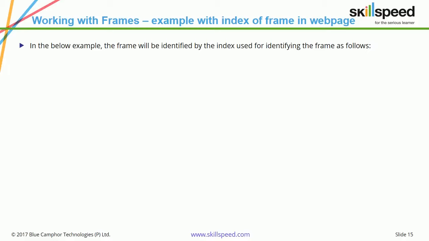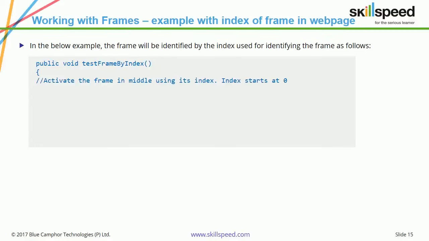This web page under discussion contains three column frames: left, middle and right frames. We have the method public void testFrameByIndex, and in the first line of the method we are going to activate the frame in the middle using its index. Because the index starts with 0, we are going to switch to frame 1 using the statement driver.switchTo().frame(1). This will take the control to the middle frame.